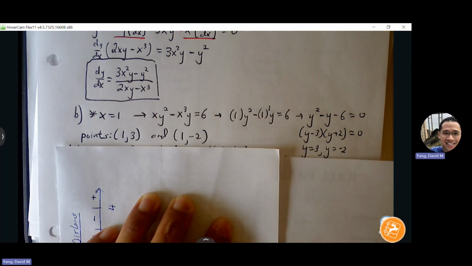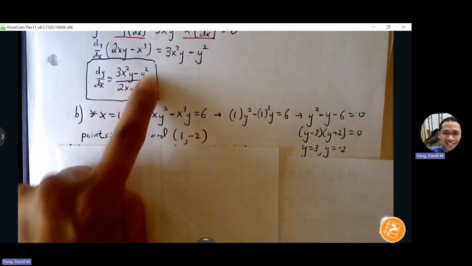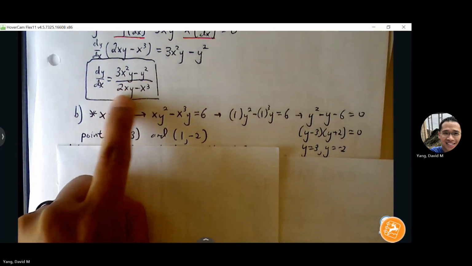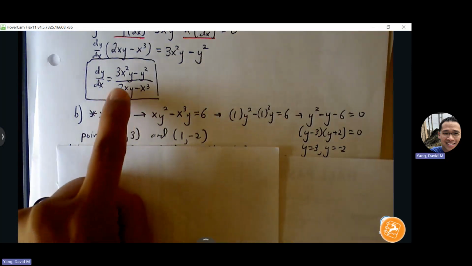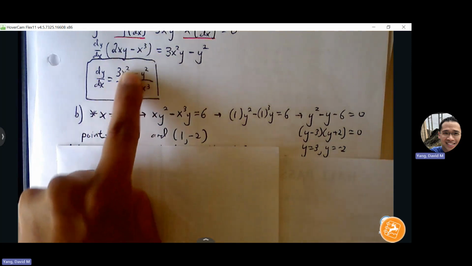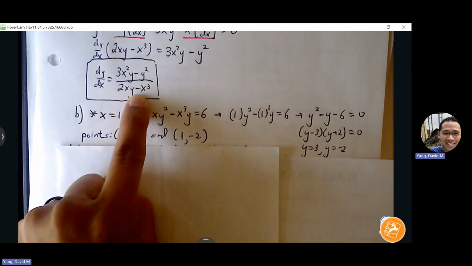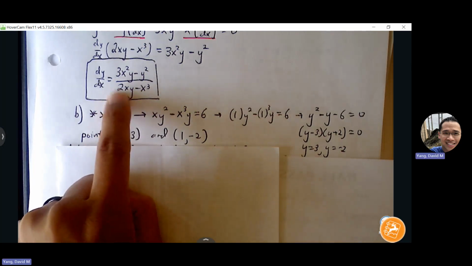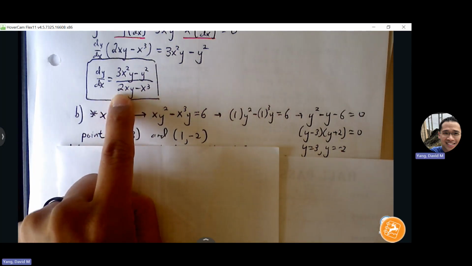Okay, so we have two ordered pairs, (1, 3) and (1, -2). Back into the derivative it goes, right? So let's do (1, 3) first. We'll get a slope that corresponds to this point. Again, I know this looks messier than other derivatives, but it does the same job. It just requires a bit more information. Instead of just the x, it needs both the x and the y.